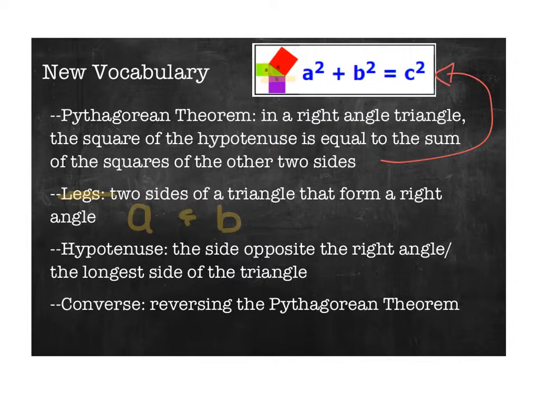The hypotenuse is the side opposite the right angle, or the longest side of the triangle. So I will highlight that in green. C is the hypotenuse, because it's directly across from that right angle. I'll write C here. The highlighting is hard to see. The converse is just reversing that Pythagorean theorem.